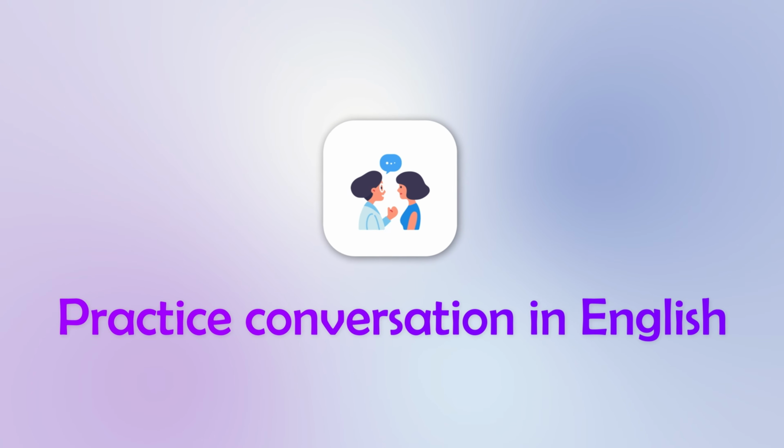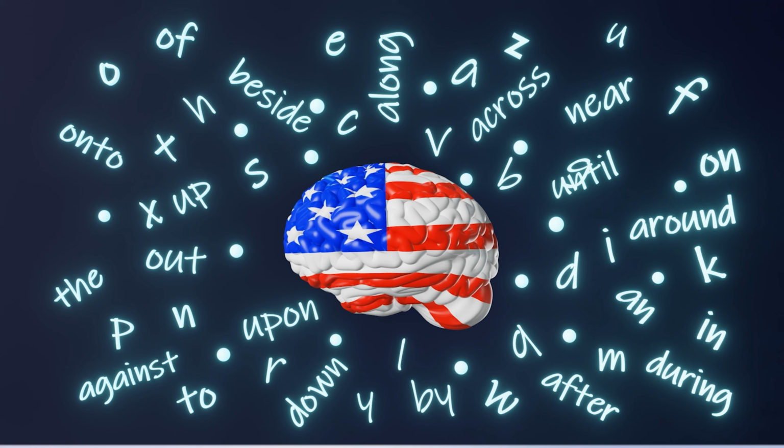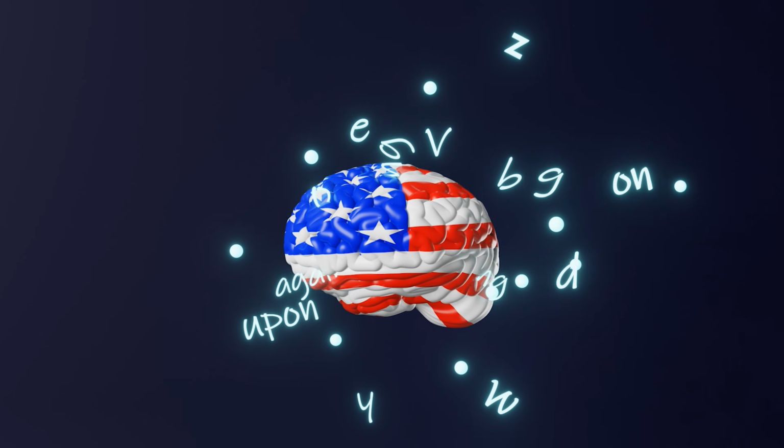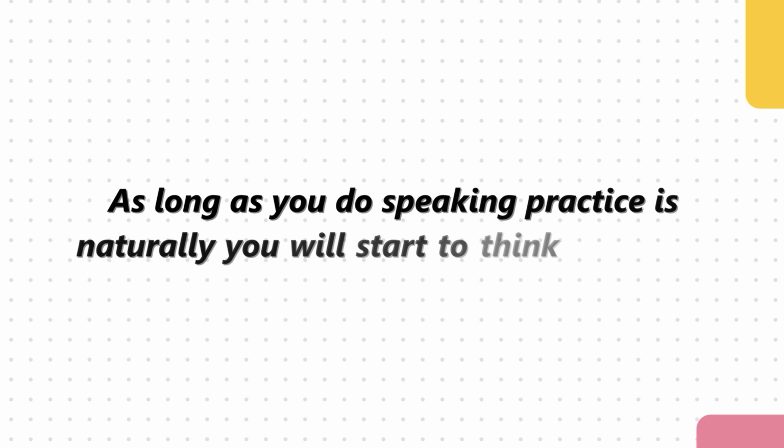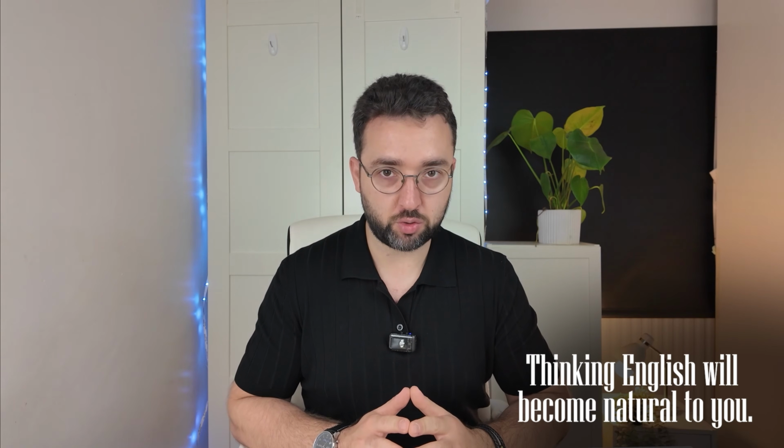Exercise number 6. Practice conversation in English. The best way to train your brain to think in English is to use it in a real conversation. Whether you are practicing with your friend or a language app or AI, as long as you do the speaking practice, naturally you will start to think in English. You can talk about your day, your favorite movies, your plans, whatever you speak about in your native language. The more you practice, the more natural thinking in English will become.